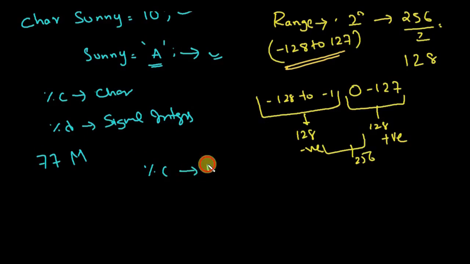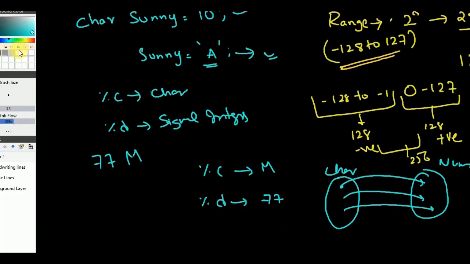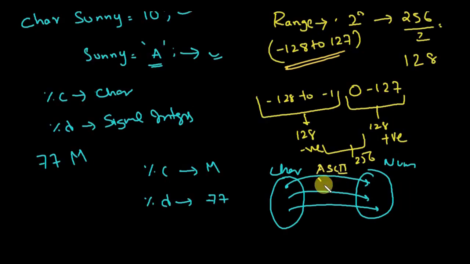We already got the answers m and 77. Using %c, we got m, while using %d, we got 77. So what happens is, for every character there is a fixed binary value, some number. That character is mapped to that number. This mapping is done by ASCII values. What I mean is, for every alphabet, for A, for B, for C, and so on, there is a fixed value.